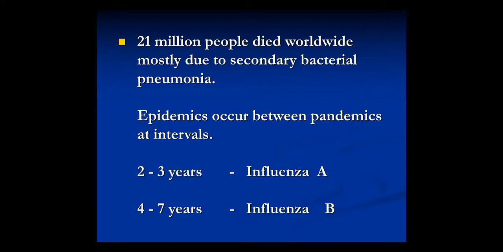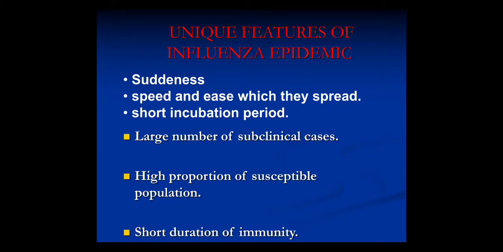So there is also a cycle which keeps repeating every few years. You can see that at a 2 to 3 year interval influenza type A occurs, and at a 4 to 7 year interval there is influenza B which comes across.